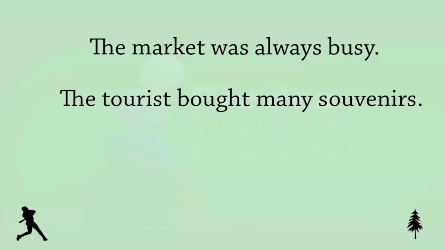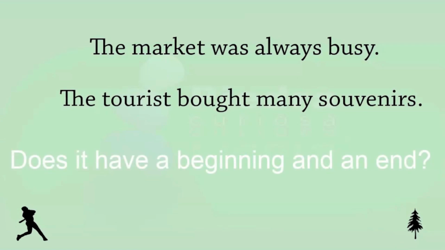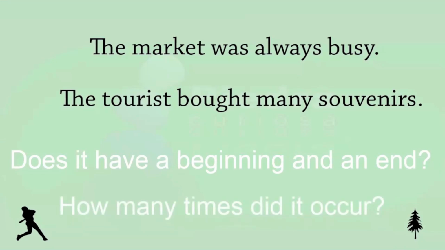The market was always busy, and the tourist bought many souvenirs. I'm going to go ahead and ask myself the two questions. Does it have a beginning and an end? How many times did it occur? In the first example, it is difficult to figure out how many times it occurred and when it started or finished. However, in the second example, I know that wherever the tourist bought the souvenirs, the action is finished. The souvenirs have been bought and the transaction is complete.